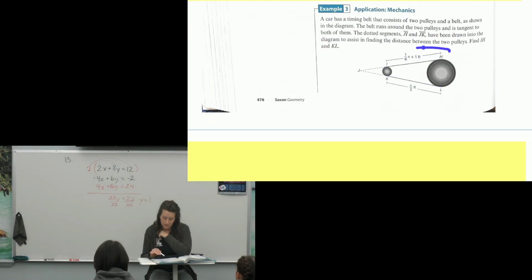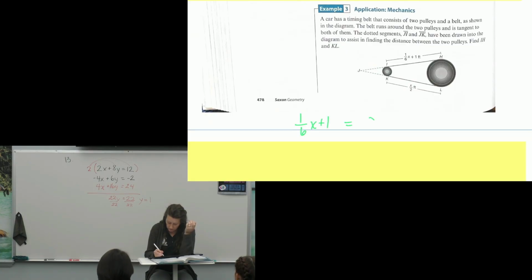Well, what do we know about these two? Because they're both tangent, that means they equal each other, right? So that means we can go 16x plus 1 equals x over 2. So then let's see. Let's try to combine our x's. Let's subtract x over 2 from both sides.